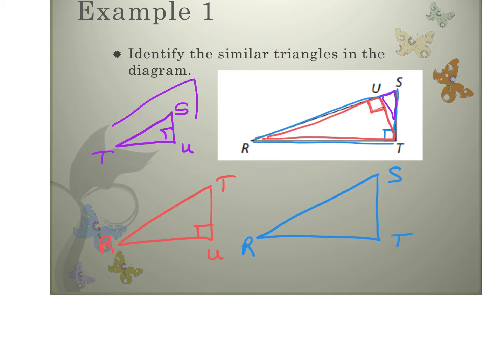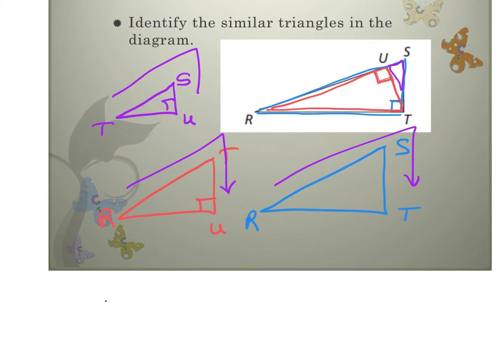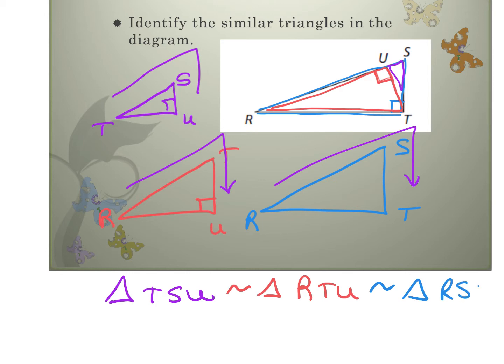So up and then down on all of them. Up and down, up and down on all of them. So my first triangle, the purple one, I'm going to write it as TSU. And then for the red one, RTU. And then for the blue one, RST. So if you want to try to pull them apart, it might make writing that similarity statement a little bit easier.